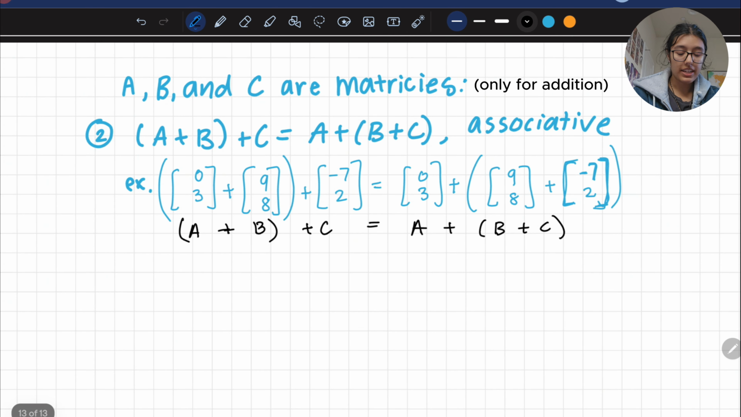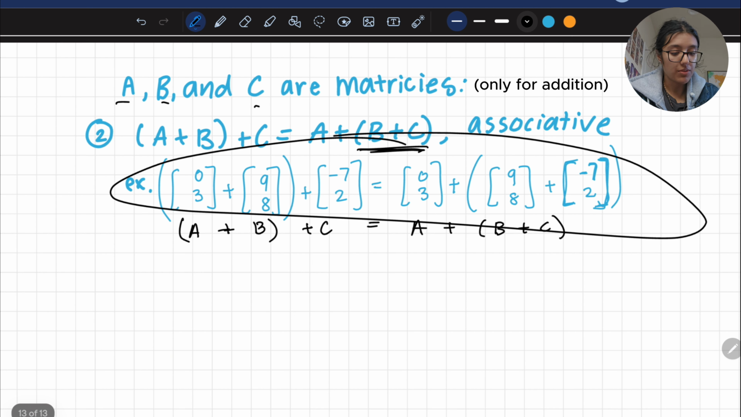All right, so our second property is that now we're assuming we have three matrices, but once again, you can have as many matrices as you want. But let's say we have A, B, and C. Those are our matrices. And this theorem states that (A + B) + C is equal to A + (B + C). And this is the associative property, meaning that it doesn't matter where we put these parentheses, the answer will still be the same. In other words, no matter what two matrices we add first, the answer is still going to be the same.